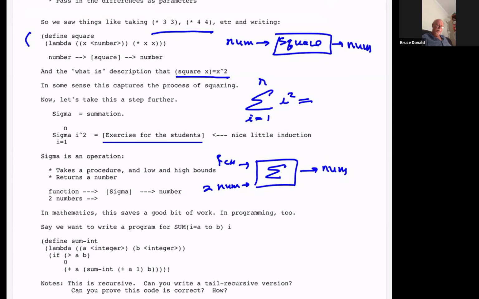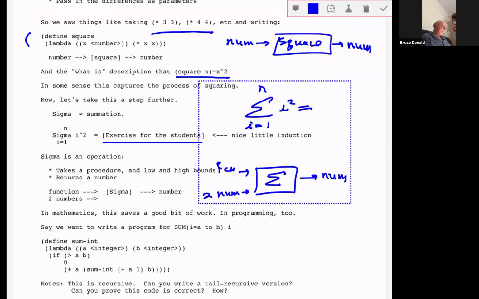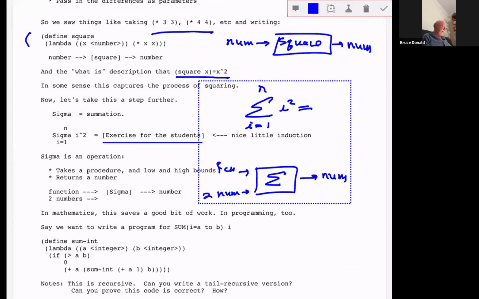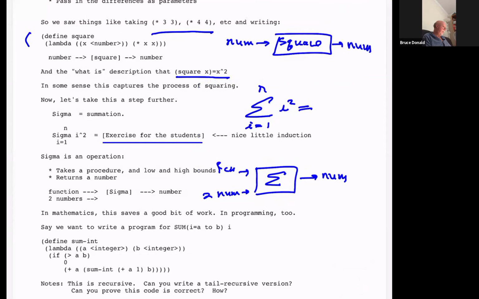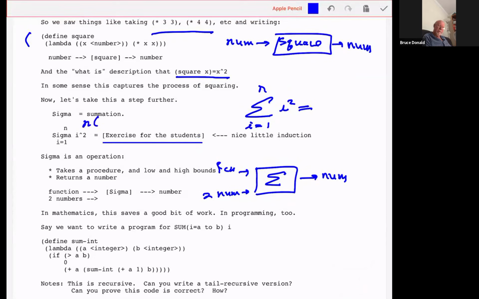All right, so your answer was correct. This is equal to n times n plus 1 times 2n plus 1, over 6. So that's what this is equal to.